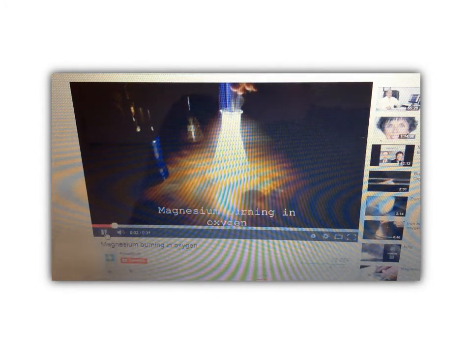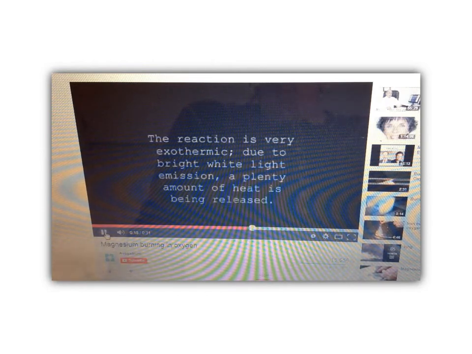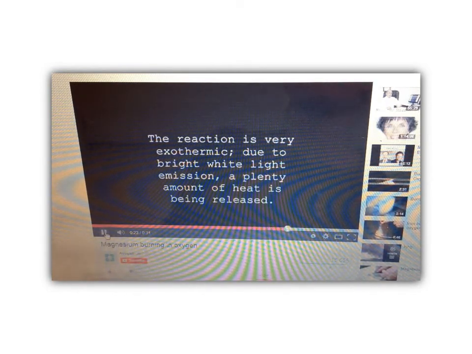Magnesium burns in oxygen with a blinding white flame. So the magnesium gets ignited and then put into pure oxygen, and the flame is a blinding white flame. We're not supposed to look at it. Magnesium plus oxygen gives me magnesium oxide.